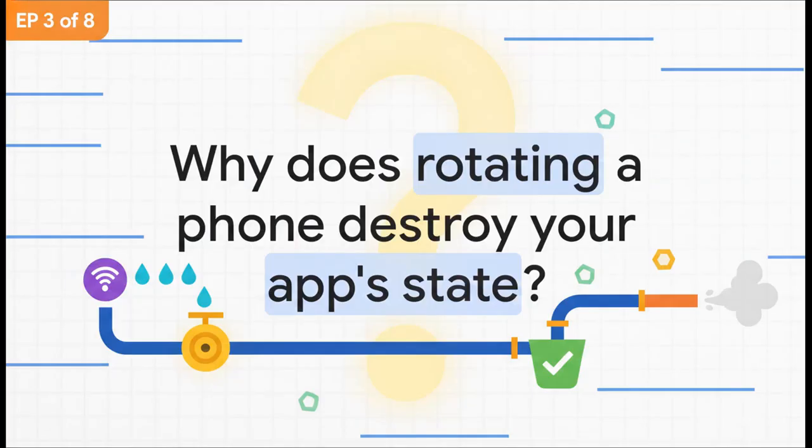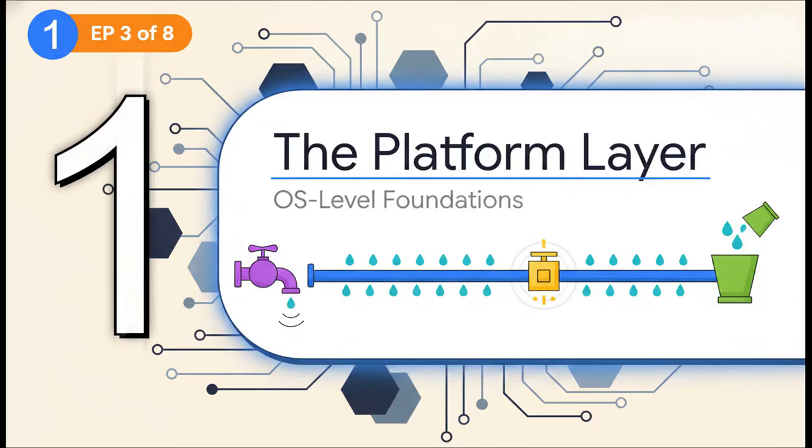Okay, let's dive into this core tension. When you rotated the device, the activity was destroyed. The real question isn't just, how do I fix the bug, but rather, who should have owned that data in the first place? To answer that, we have to establish a true mental model of the system, starting at the absolute root. Section 1. The Platform Layer.